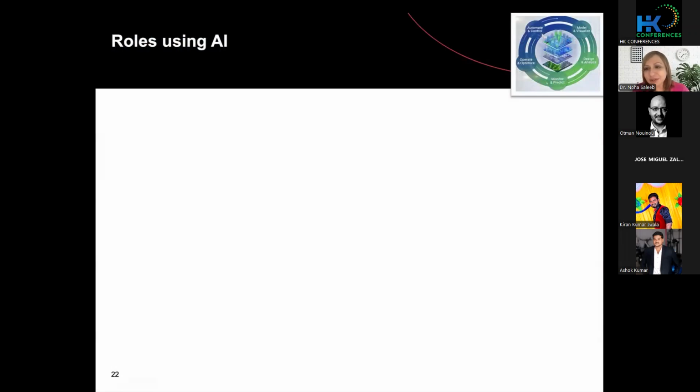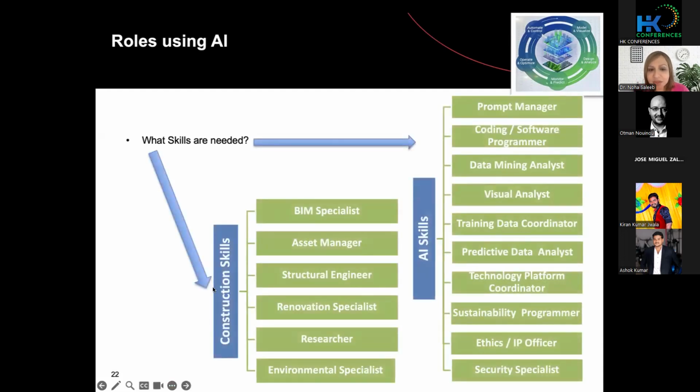Funnily enough, Dr. Jose said in the previous presentation about roles and employability. I just wanted to allude very quickly to how that impacted our roles as well on our heritage project that I just showed you. So ideally, when you think about what skill sets you need for a construction project, you are usually faced with these on the left here. Normal engineers and managers and building information modeling specialists and renovation specialists, environmental specialists, and so on.